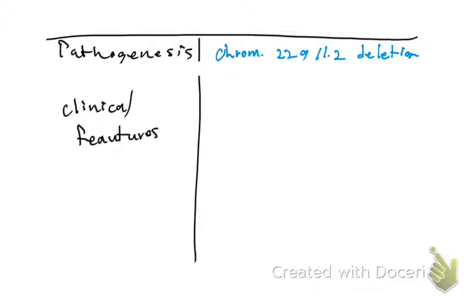The other one is the defective development of the pharyngeal pouches. Okay, so those two: this is going to be in the development of the pharyngeal pouches. This is going to be defective.